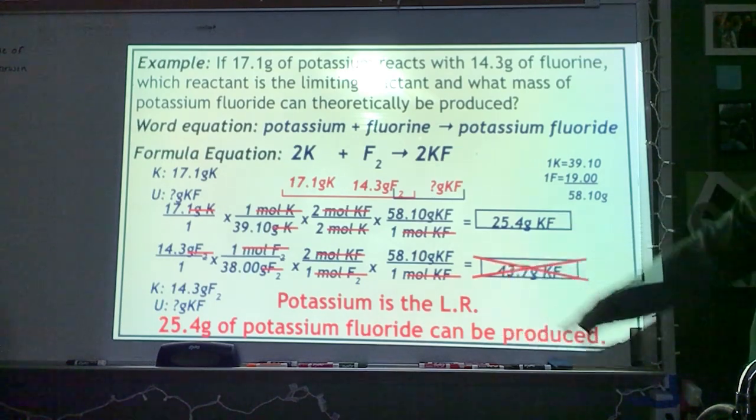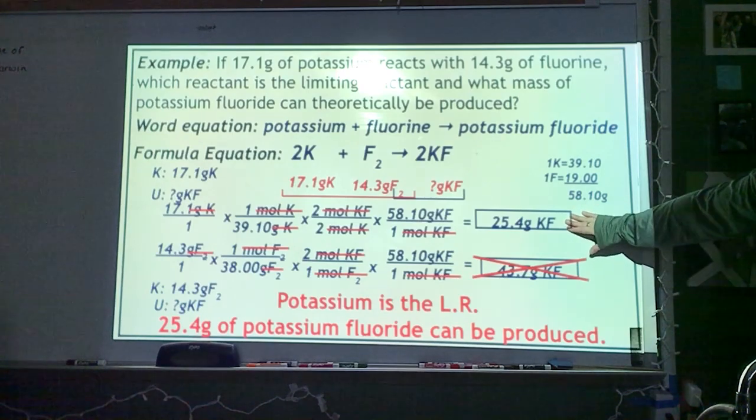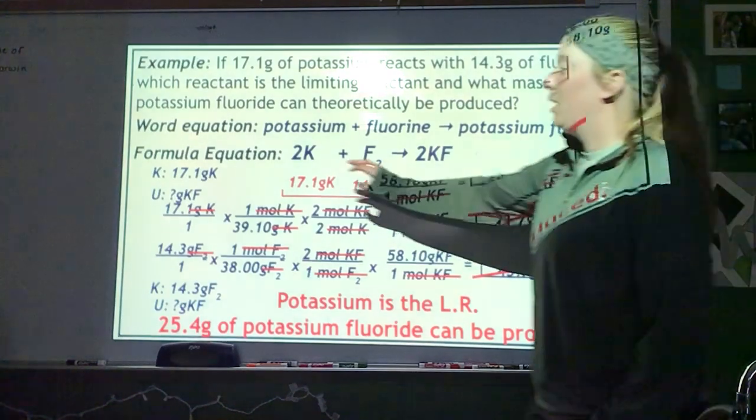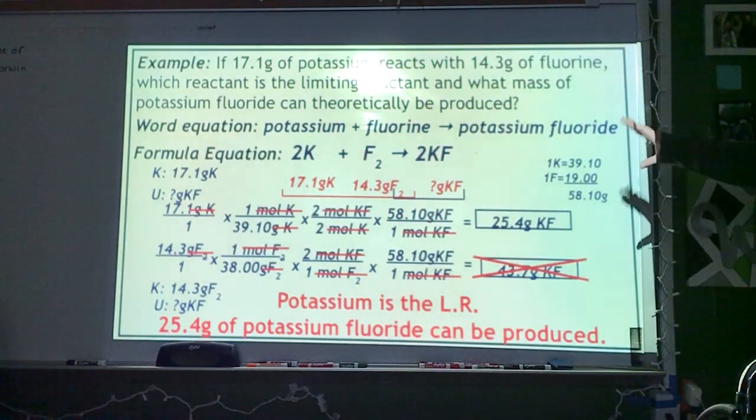We are going to have leftover fluorine, that's okay, but when the question asks what is the limiting reactant and what is the mass that we can theoretically produce, we can theoretically produce 25.4 grams, and our limiting is potassium. So in a reaction, if I was given this amount of 17.1 grams of potassium and 14.3 grams of fluorine, I'm going to run out of potassium first.